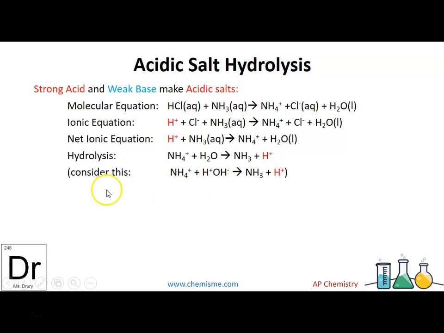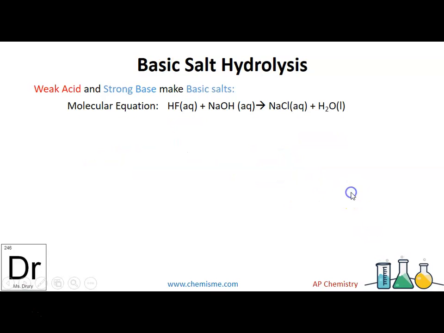Another way of writing this, if you want to consider it this way, is write that water as H plus OH minus. That way you can see, okay, NH4+ will attract OH minus, and then that will make the H2O come off, and then the H plus part will be left over. So if you want to write it either way, it's fine. So this is called a hydrolysis equation, and the reason why it's making an acidic salt is actually it's making H ions. Let's do that with a basic condition.